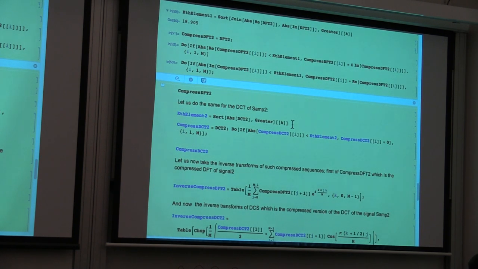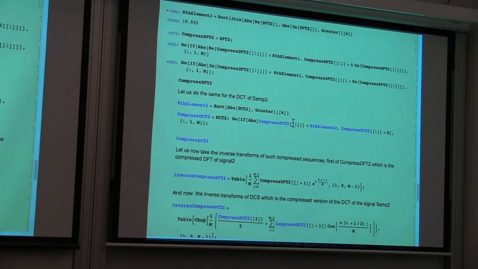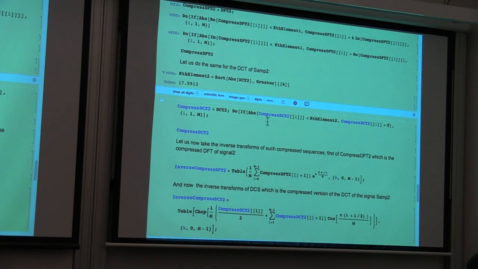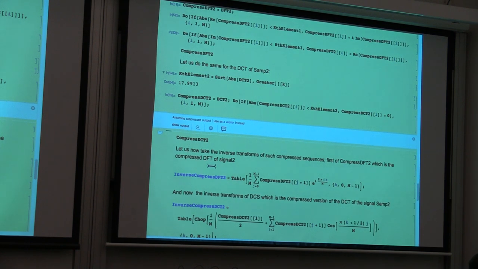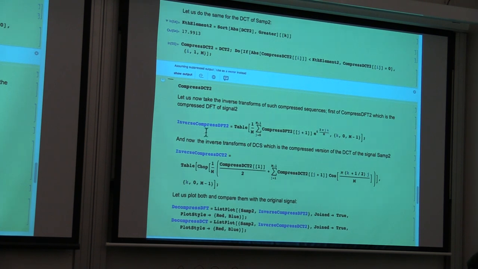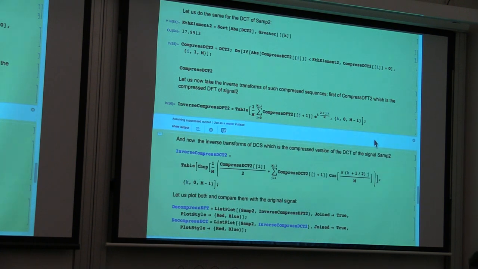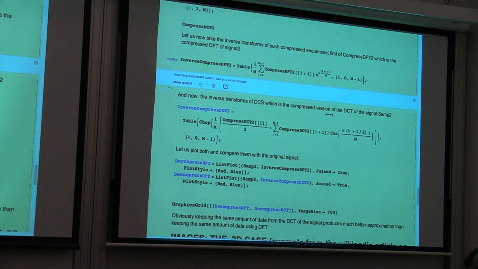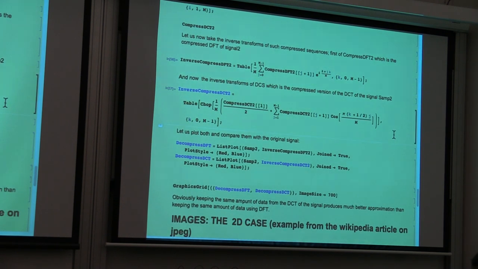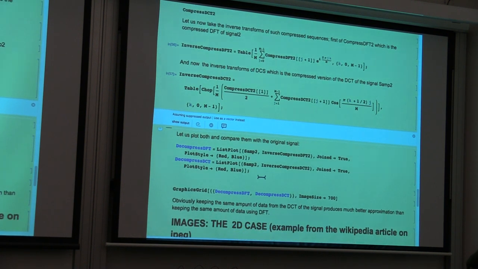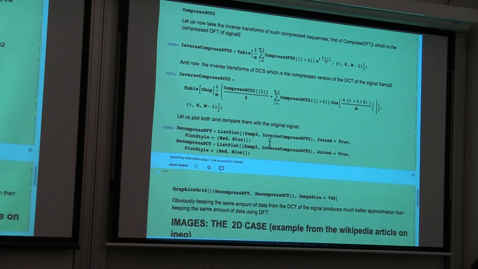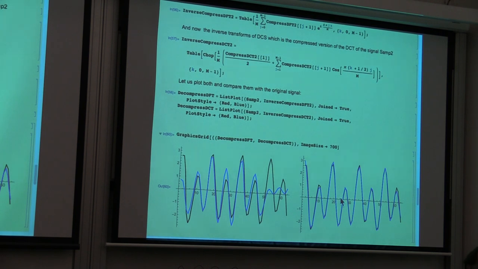Let's now do the same for the discrete cosine transform. So again, we find K is 8, I guess, initialized, okay? So let's just take those coefficients that are bigger than the 8th in size. And now, let's invert. So this will be just the inversion of the discrete Fourier transform, with compressed coefficients, where we are dropping the quote-unquote small ones, those that are smaller than the 8th in size. And we do the same for the discrete cosine transform. And let's plot them both. And lo and behold, this is what you get.